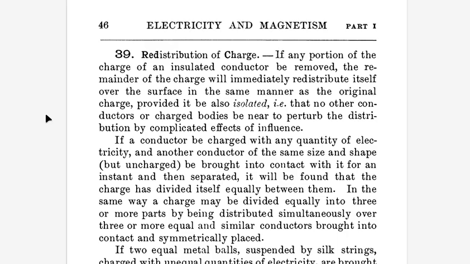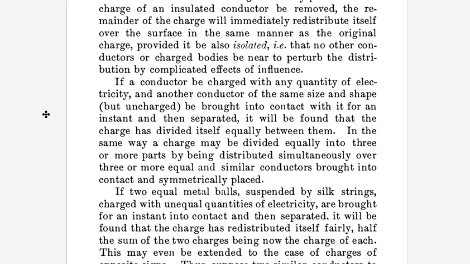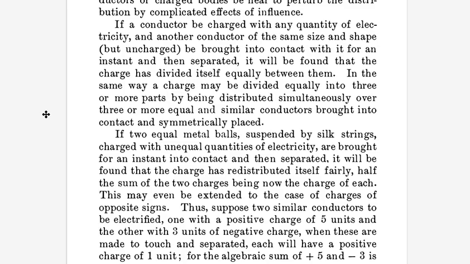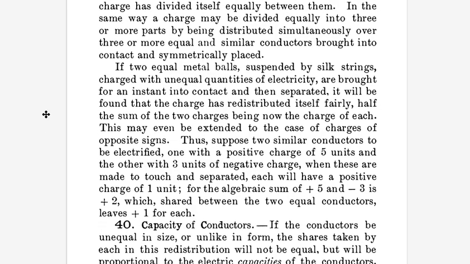If a conductor be charged with any quantity of electricity, and another conductor of the same size and shape, but uncharged, be brought into contact with it for an instant and then separated, it will be found that the charge has divided itself equally between them. In the same way, a charge may be divided equally into 3 or more parts by being distributed simultaneously over 3 or more equal and similar conductors brought into contact and symmetrically placed.